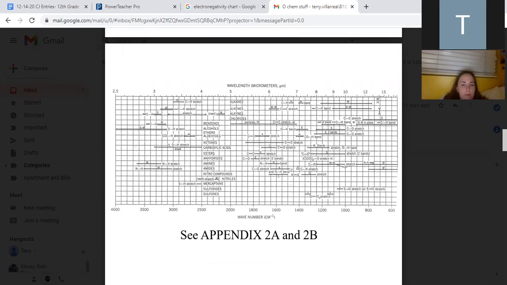I took a spectroscopy class in grad school, and it was probably one of the most horrifying classes I've ever taken. It was a graduate level class.